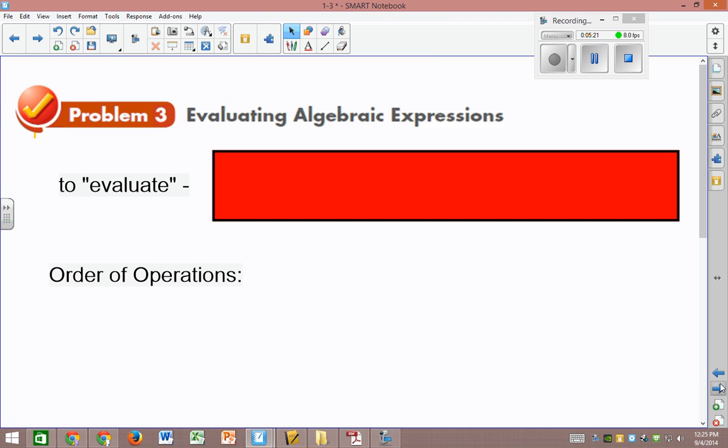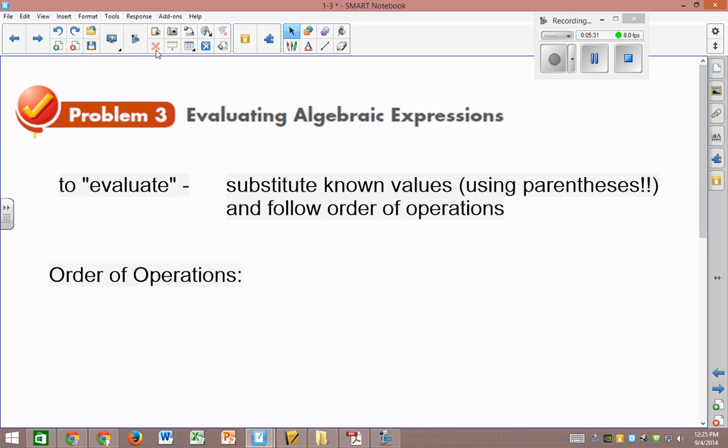Okay, evaluate. What's the root word in there? Value! English people? I'm not an English person. Well, maybe some of our students know their English. Hopefully they know their math too.